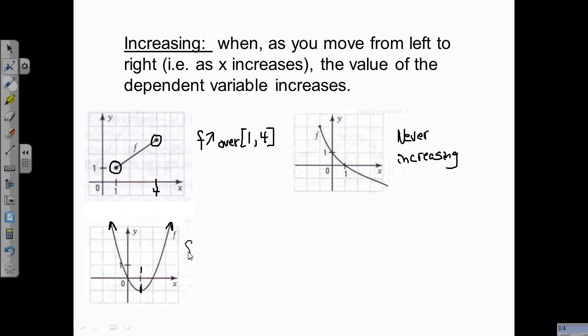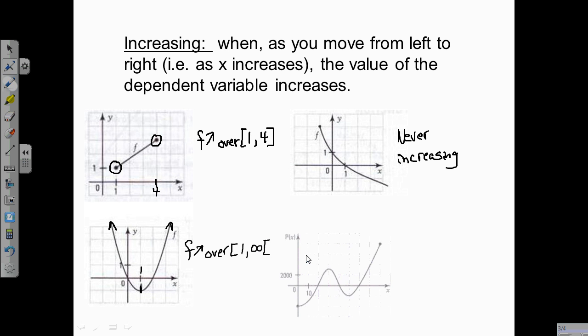So to write it out, we're going to put f is increasing over the interval, square bracket. Our lowest value when it starts increasing is at 1. And this one, it never stops increasing. So we can put infinity. And since it can't equal infinity, we put the open bracket there.